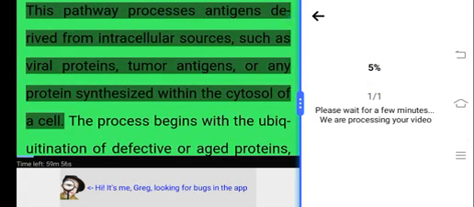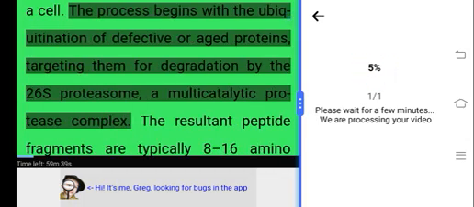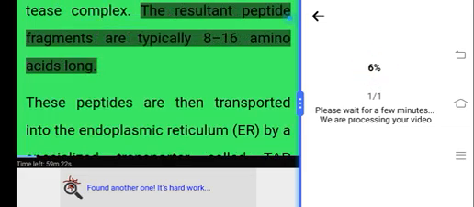This pathway processes antigens derived from intracellular sources, such as viral proteins, tumor antigens, or any protein synthesized within the cytosol of a cell. The process begins with the ubiquitination of defective or aged proteins, targeting them for degradation by the 26S proteasome, a multicatalytic protease complex. The resultant peptide fragments are typically 8 to 16 amino acids long.